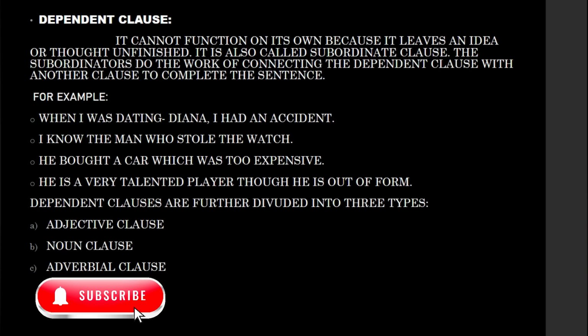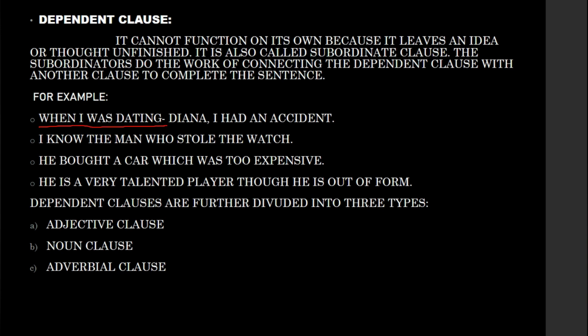For example, when I was dating Diana, I had an accident. So here, when I was dating Diana is a dependent clause, because it does not give us a complete meaning, so it needs another clause to complete its sentence. The next one is I know the man who stole the watch. Here, who stole the watch is a dependent clause that needs another clause to complete its sentence.